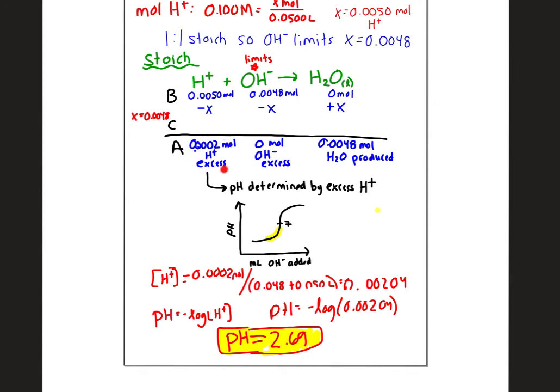So I take the moles excess, divide it by the total volume, the hydroxide that was added, and the starting H+. And I can find my concentration of H+. pH is the negative log of H+, so I just plug that in, and I get my pH 2.69.